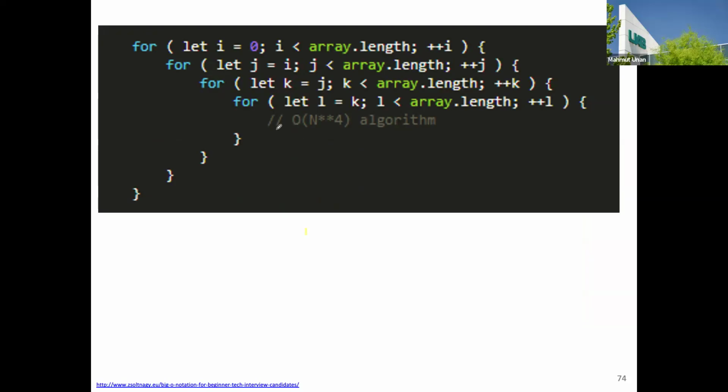I especially took this screenshot because it was from one of the tutorials here. They say O(n^4) because I have four nested loops. I have four nested loops, that is correct, but it is going to be O(n^8) because I am checking the length in every single iteration. Usually people ignore it. They say that I will just focus on the loop.